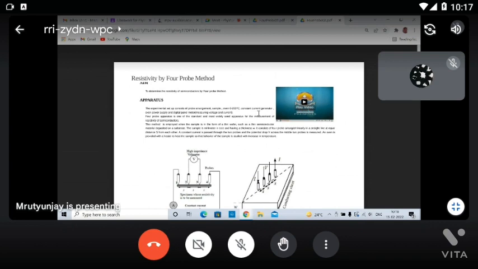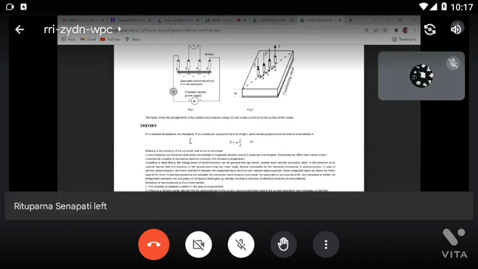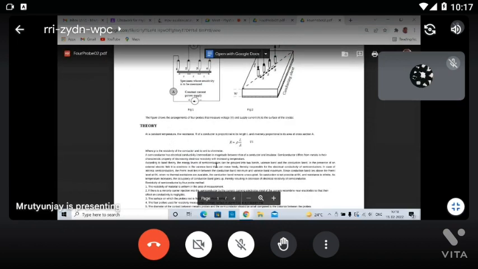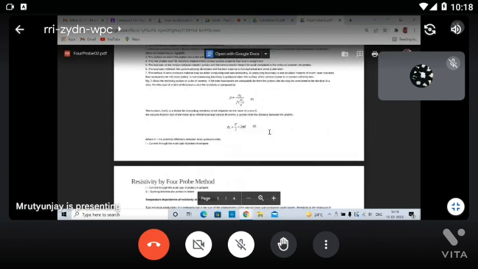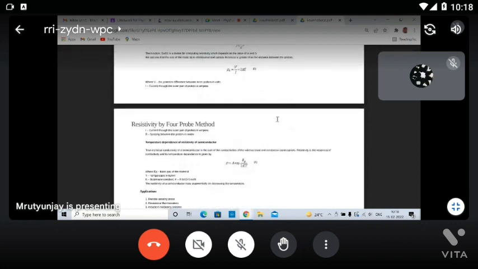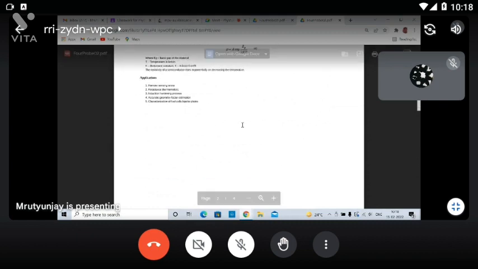After writing the apparatus required, you have to start the theory part. Theory you have to write from here. In the theory part you need to draw these two figures, figure 1 and figure 2. You need to draw both. Continue writing theory up to resistivity proof; everything you must write till here.